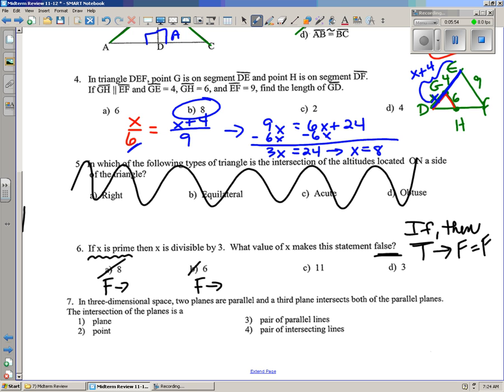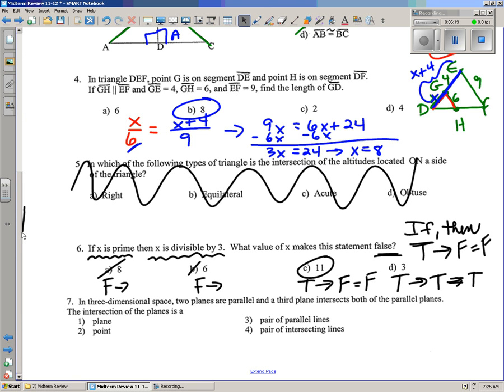So for example, 11. 11 is prime. And now you want to ask yourself, is 11 divisible by 3? Well, no, it's not. So now the promise is broken. You gave me a prime number that wasn't divisible by 3. That would be false. And 3 is prime, but 3 happens to be divisible by 3. So that equals true. So the answer is choice C.